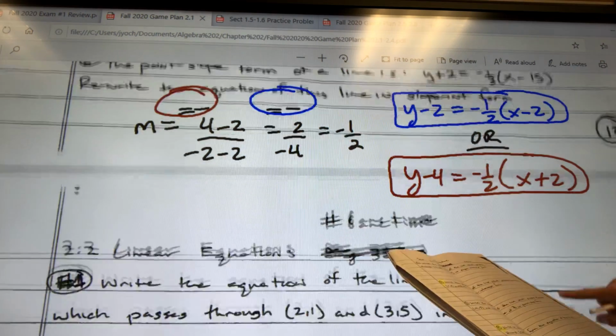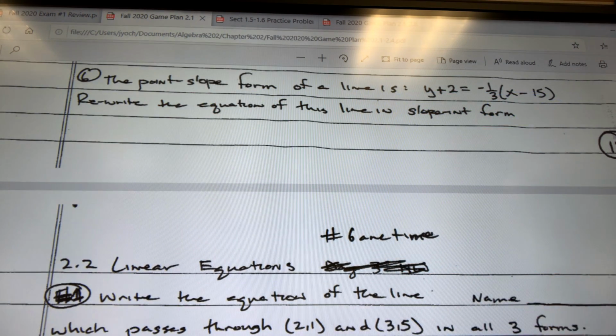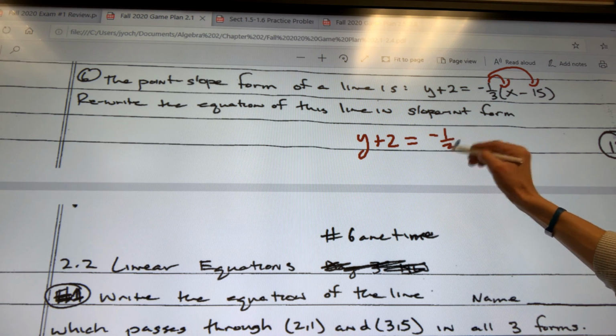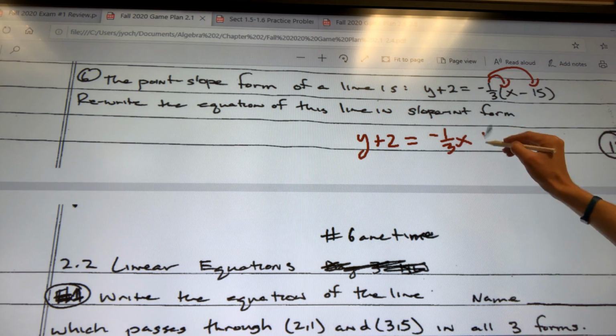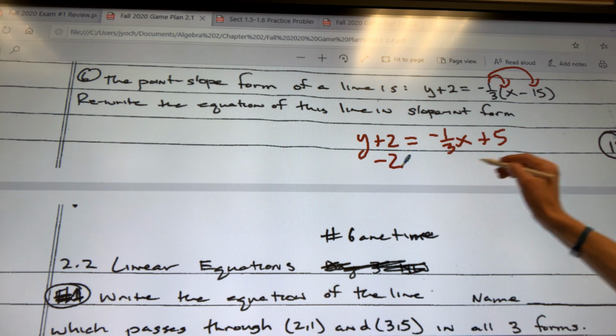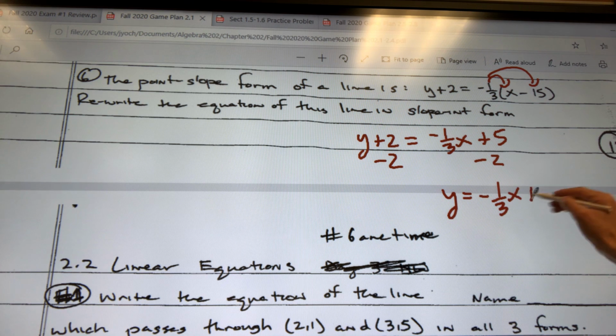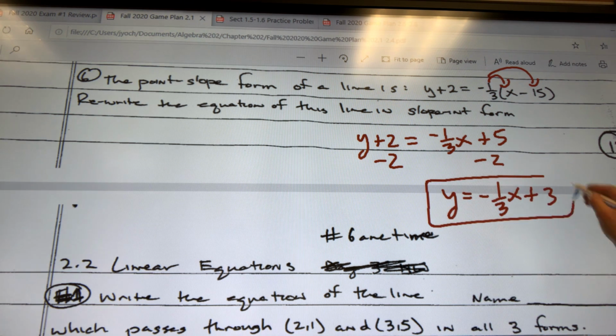Let's talk about number 6 here. The point slope form of that line is blank. Write this equation in slope-intercept form. So what we're going to do is distribute. We get y plus 2 is a negative 1/3 x. A negative times a negative is a positive 5. Subtract 2 from both sides. Y is a negative 1/3 x plus 3. Perfect, slope-intercept form.